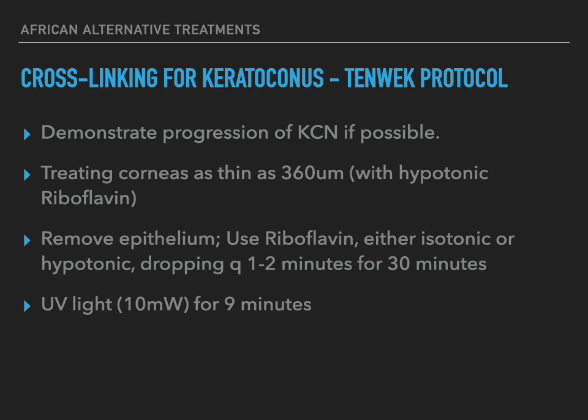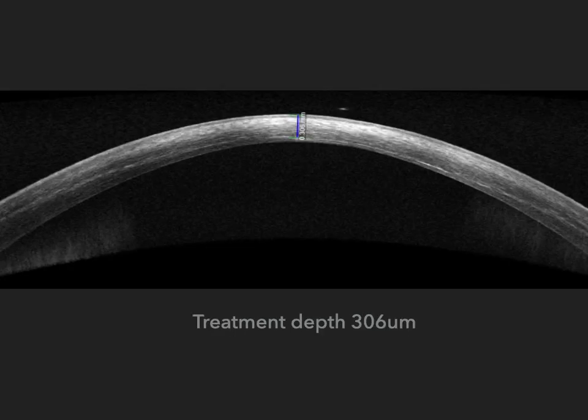We first demonstrate progression, if possible, and we are treating corneas as thin as 360 microns with hypotonic riboflavin. We remove the epithelium, we use the riboflavin, and then we follow it with administration of UV light using a 10 milliwatt light for 9 minutes. This patient had a corneal thickness of 360 microns before cross-linking, and as is demonstrated in this post-op OCT, the treatment depth here is about 306 microns.